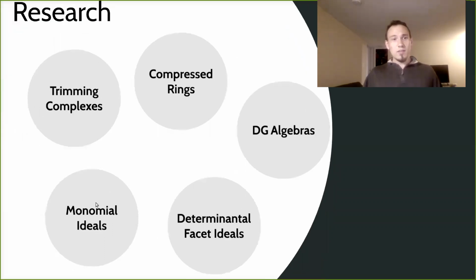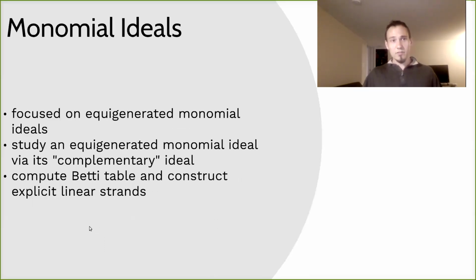All right, so next I want to talk about my work with monomial ideals. I've mainly focused on equigenerated monomial ideals, that is, ideals generated in the same degree. The new perspective I've brought is to study the equigenerated monomial ideal via its complementary ideal. The idea here is, instead of looking at the generators that this ideal does have, take the opposite perspective and look at the generators that it does not have. Based off of the properties of the generators it does not have, or the generators you've deleted, deduce what has to be true about these ideals.